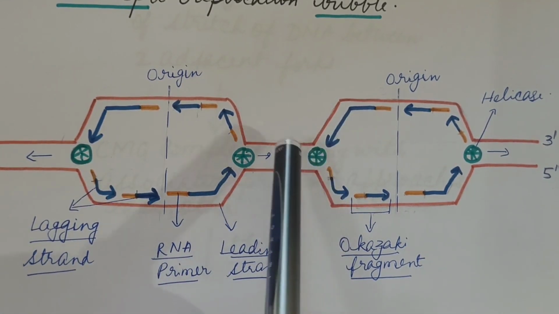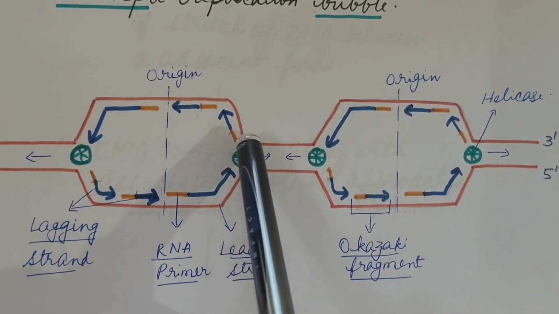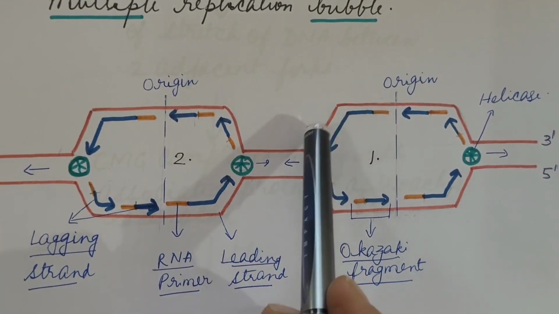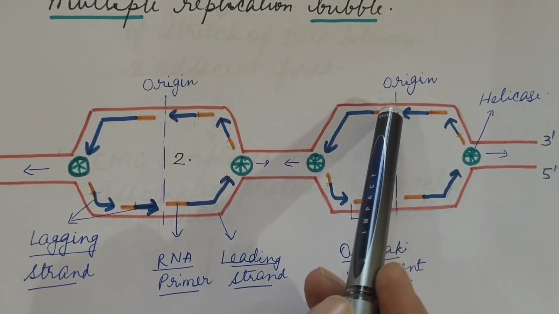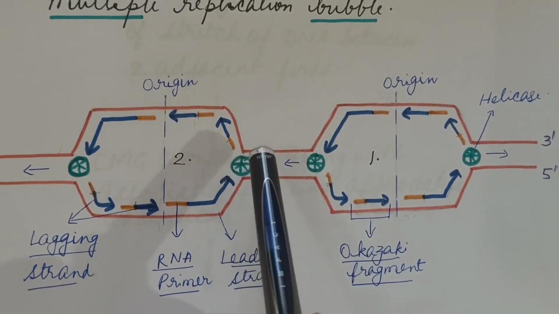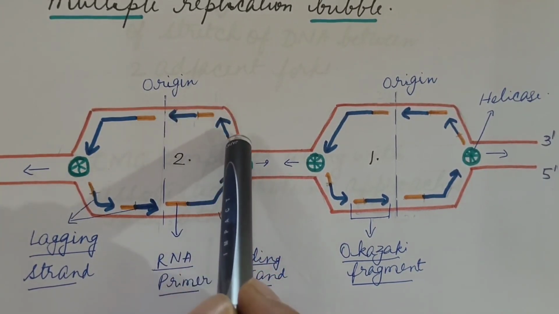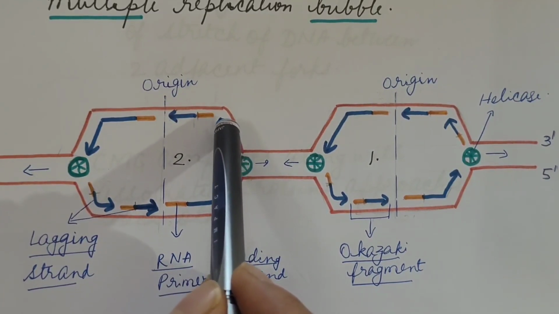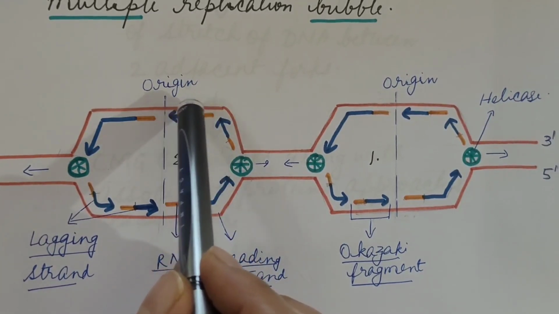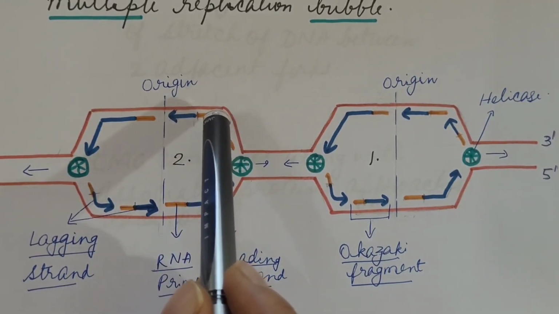When the replication forks of adjacent replication bubbles meet, or when the adjacent replication bubbles converge, then the termination of DNA replication takes place. So as the helicase moves and the DNA strand separates, the leading strand of replication bubble 1 reaches the lagging strand of replication bubble 2. And in case of the lagging strand, as it is synthesized in the form of Okazaki fragments, this Okazaki fragment will reach the 5' end of the previous Okazaki fragment. This is the 5' end and this is the 3' end. In this way, the process continues.